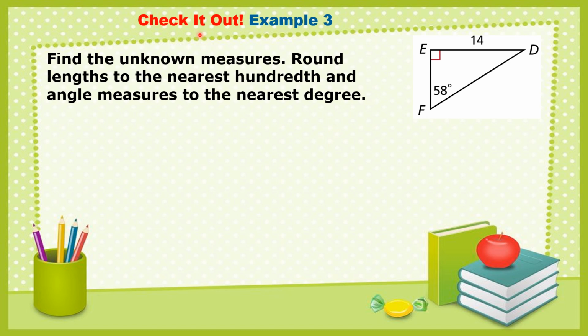Okay, next. If the given now is one acute angle and one side, we need to find the unknown measures: angle D, segment EF, and segment DF. So, what is missing is two sides and one angle.